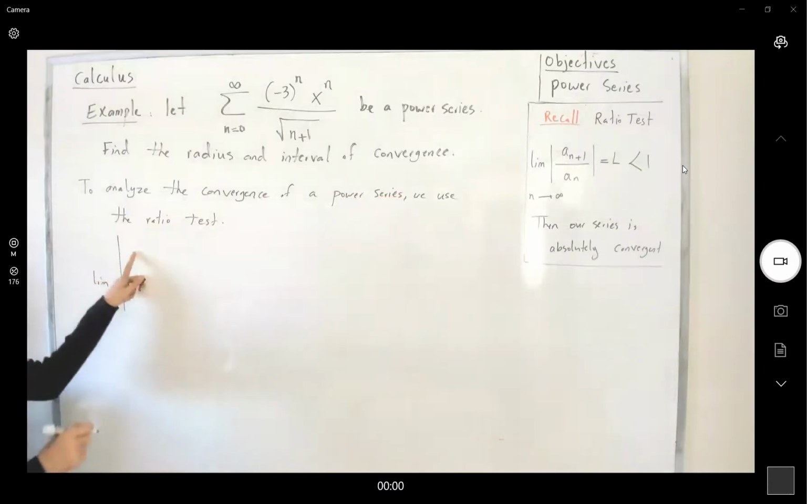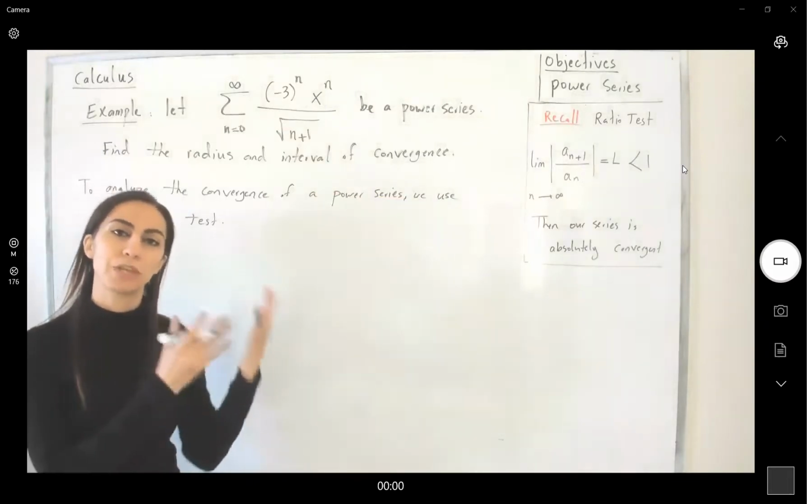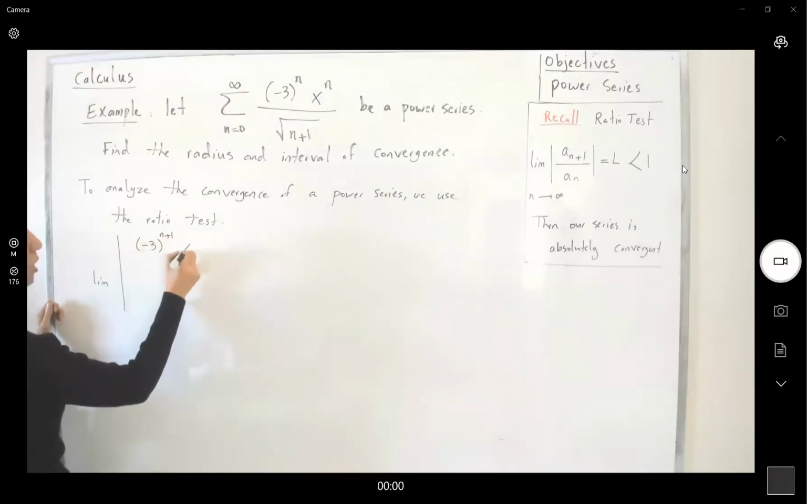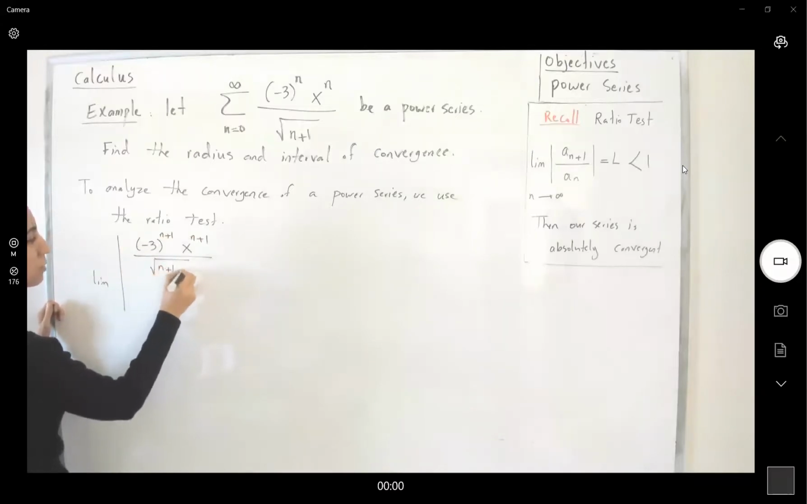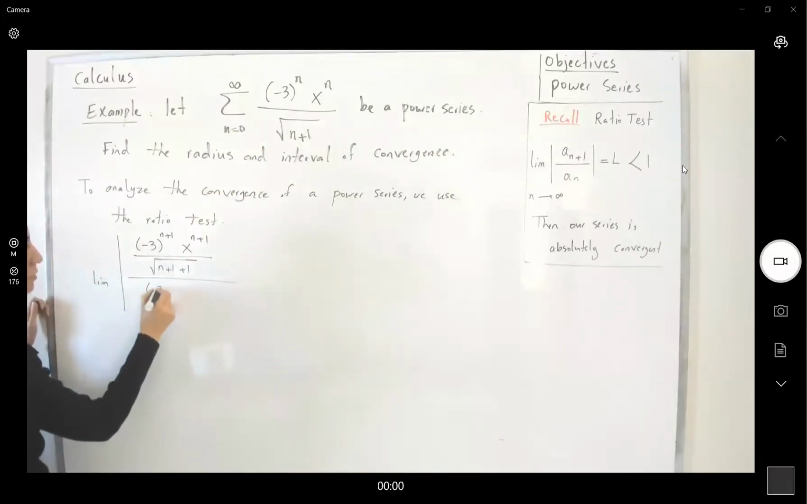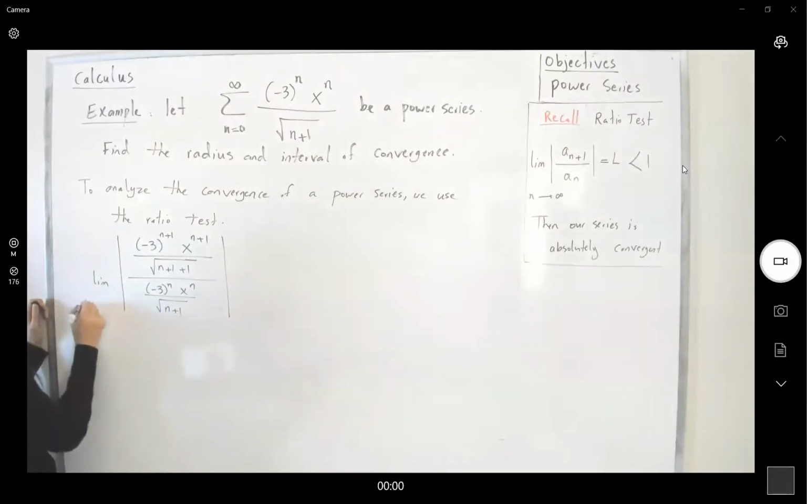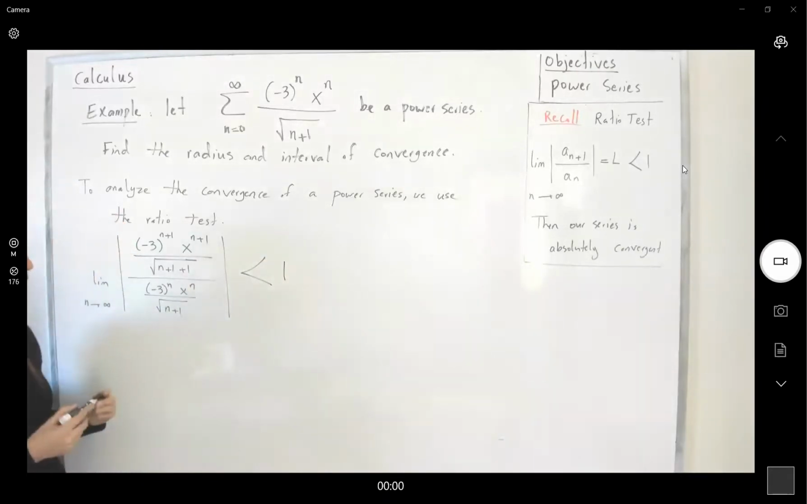The limit of the absolute value of a_(n+1). It means that whenever we see n, we have to substitute that by n plus 1. So we get negative 3 to n plus 1 times x to n plus 1 divided by square root of n plus 1 plus 1. The whole thing is divided by negative 3 to the power n, x to the n divided by square root of n plus 1. We take this limit while n goes to infinity, it must be less than 1. Okay, perfect.